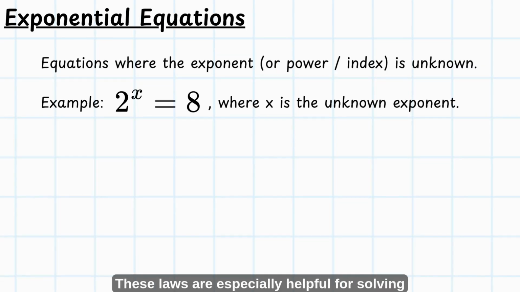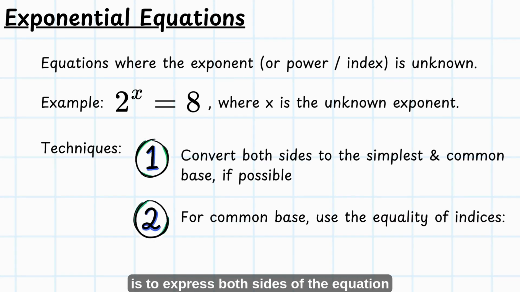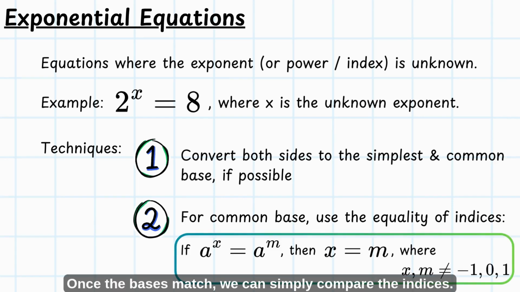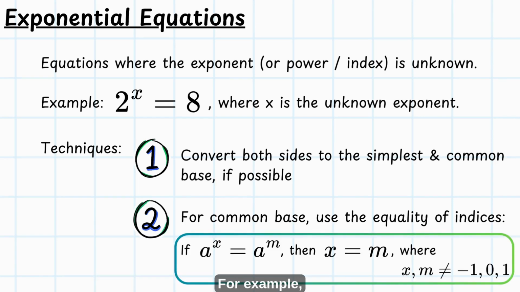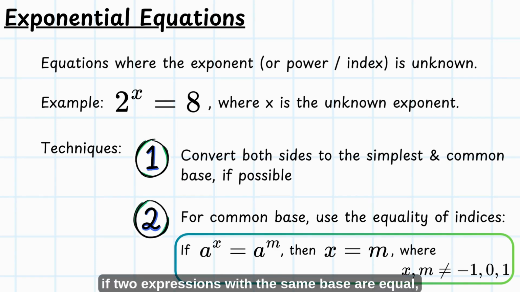These laws are especially helpful for solving exponential equations, where the unknown is in the power. For example, if a number is raised to an unknown index and equals another value, we need to solve for the index. One useful technique is to express both sides of the equation in terms of a common base. Once the bases match, we can simply compare the indices. For example, if two expressions with the same base are equal, then their indices must also be equal.